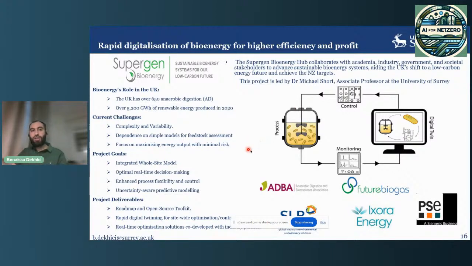In our case, we try to find optimal real-time decision-making tools, and in order to enhance process flexibility and control, we also want to integrate uncertainty-aware predictive modeling in the mechanistic models. And of course, we aim to deliver a roadmap and open source toolkit at the end of the project. We are working with our industrial collaborators to understand more about the digitalization of this under-digitalized bioenergy technology. And we also aim to use rapid digital twinning for site-wide optimization and control.